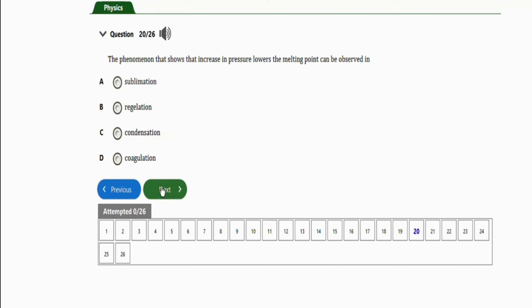Next question is this one. It says, the phenomenon that shows that increase in pressure lowers the melting point can be observed in valve of sublimation. We have regulation, condensation, coagulation. Correct option is option B, which is regulation. Next question is this one.